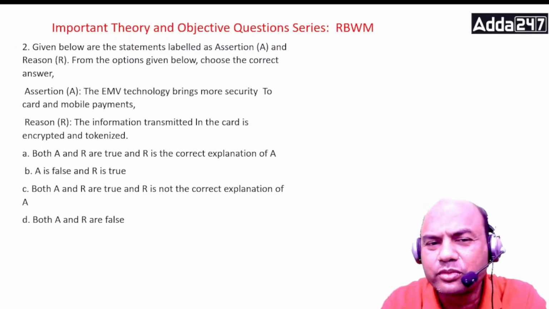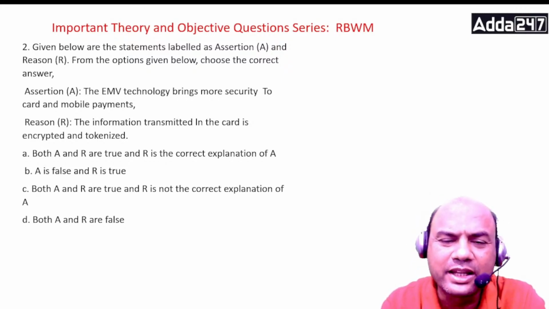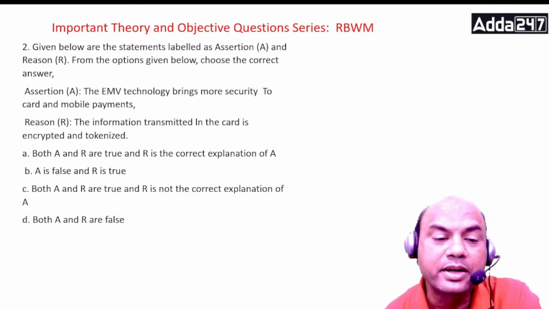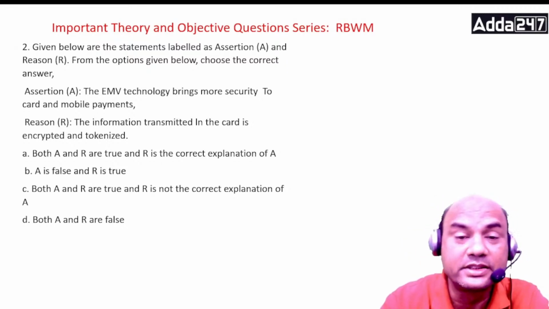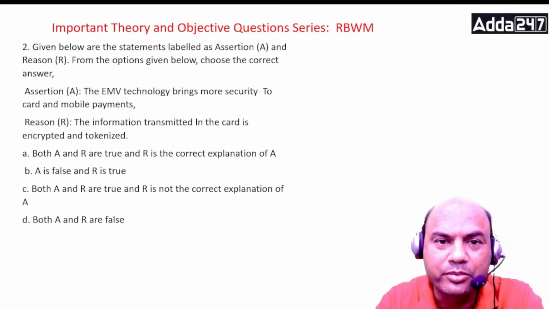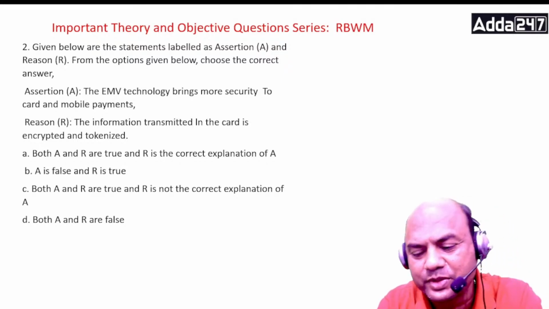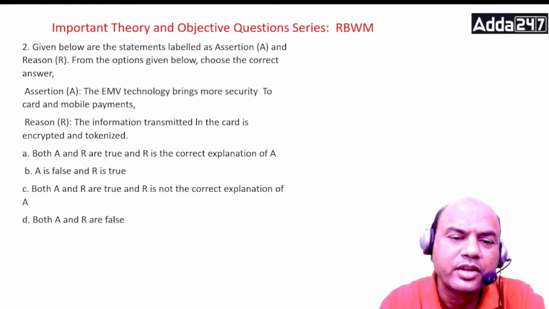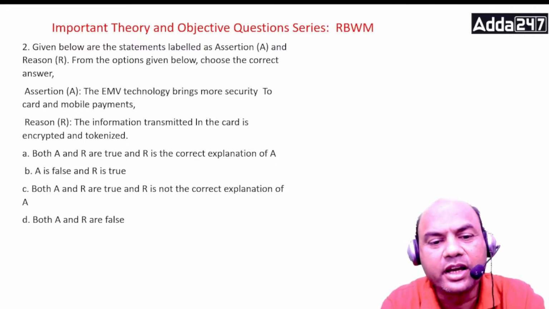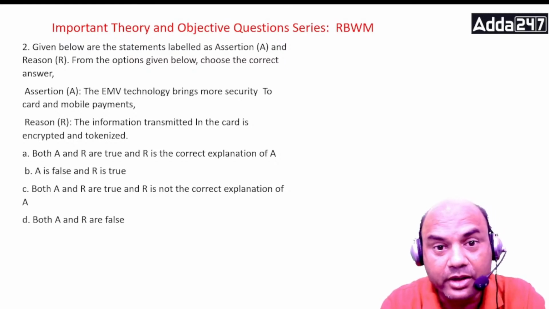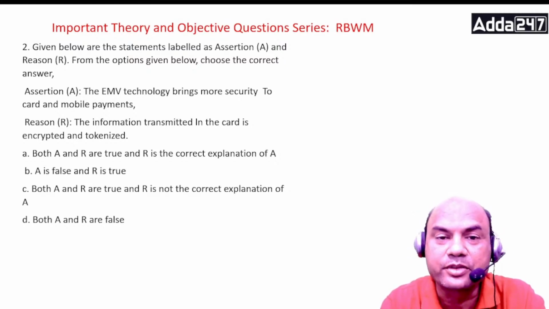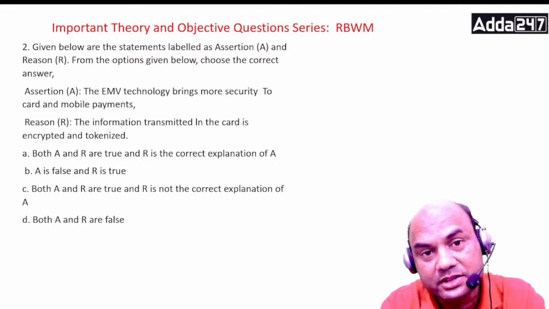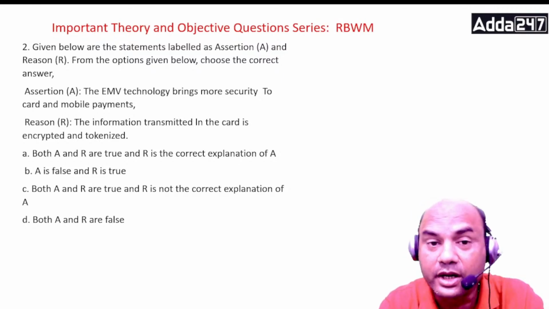Now see here, many of us don't know what EMV is. So remember, EMV, any technology will bring more security, right? Reason: the information transmitted in the card is encrypted and tokenized. Now, is this correct? See, what is EMV? EMV is basically the chip on the card which we see, that yellow chip, right? So that is basically EMV. It will bring more security. So the statement is correct. What about the reason? Information transmitted is encrypted, so it cannot be read by anyone else except the machine. So that is also true.